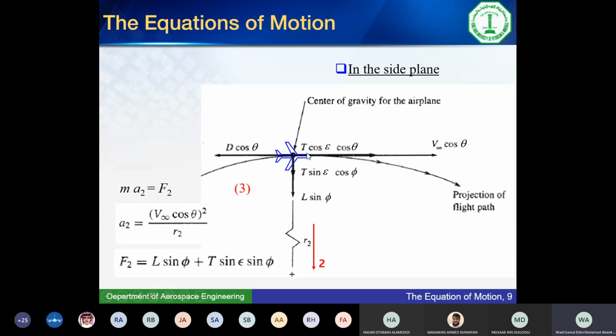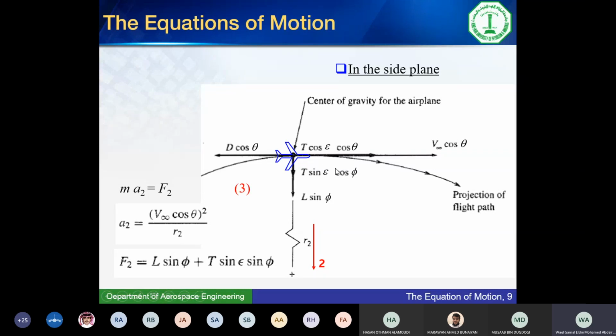And I will also look at the other component of the thrust that's pointing toward the center. Remember, the thrust doesn't have to be along the flight direction. Drag is in the parallel. Now drag will have a component. Okay, and now I can write Newton's second law. Sum the forces equal mass acceleration. L sine phi plus T sine epsilon cosine phi, all these are pointing downward. And this would equal the mass times the acceleration.